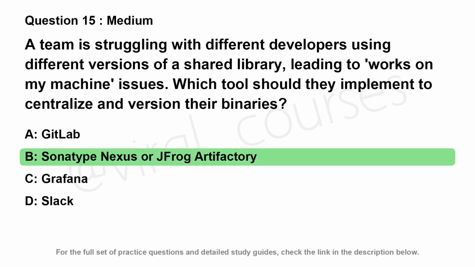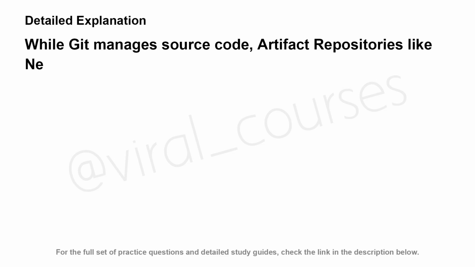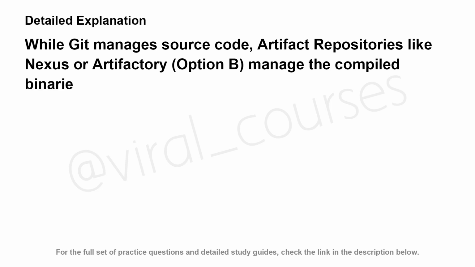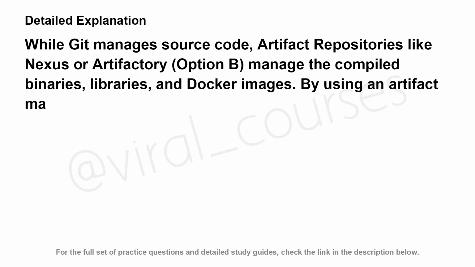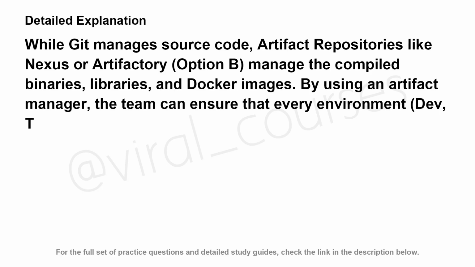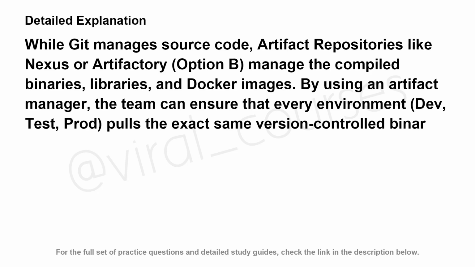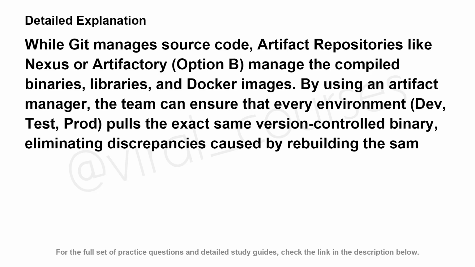The correct answer is B. While Git manages source code, artifact repositories like Nexus or Artifactory, Option B, manage the compiled binaries, libraries, and Docker images. By using an artifact manager, the team can ensure that every environment, dev, test, prod, pulls the exact same version-controlled binary, eliminating discrepancies caused by rebuilding the same code multiple times.